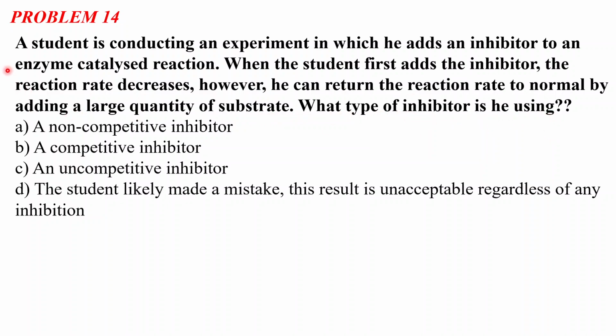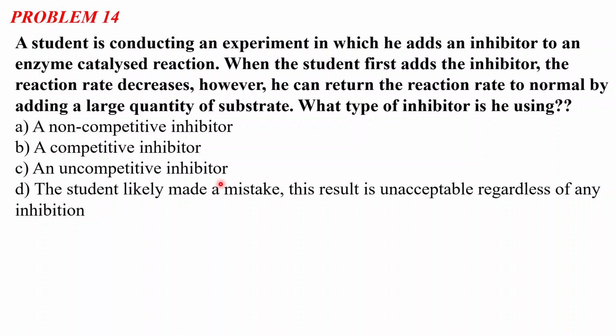Again, I will repeat the question. A student is conducting an experiment in which he adds an inhibitor to an enzyme catalyzed reaction. When the student first adds the inhibitor, the reaction rate decreases. However, he can return the reaction rate to normal by adding a large quantity of substrate. What type of inhibitor is he using? Your options are A, non-competitive inhibitor; B, a competitive inhibitor; C, an uncompetitive inhibitor; D, the student likely made a mistake, the result is unacceptable regardless of any inhibition.